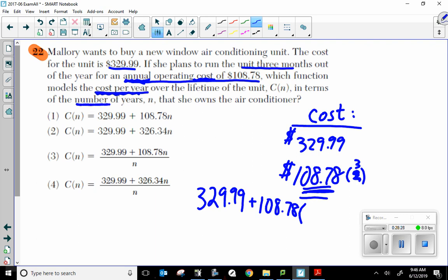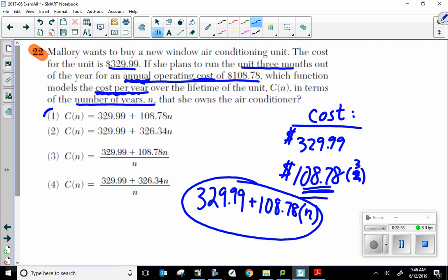Number of years is n. And that's your equation right there. Bam. Badoosh. So this one, no. This one, no. It's crazy. So what's the deal with this?